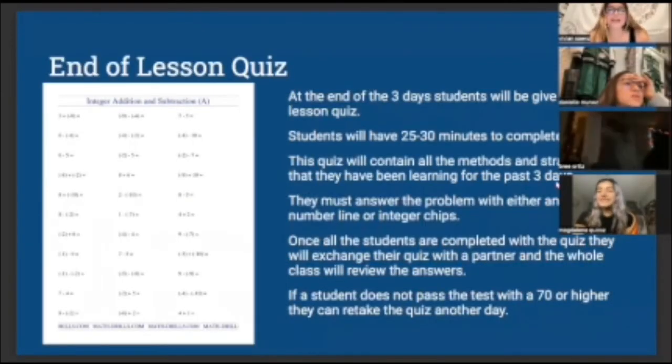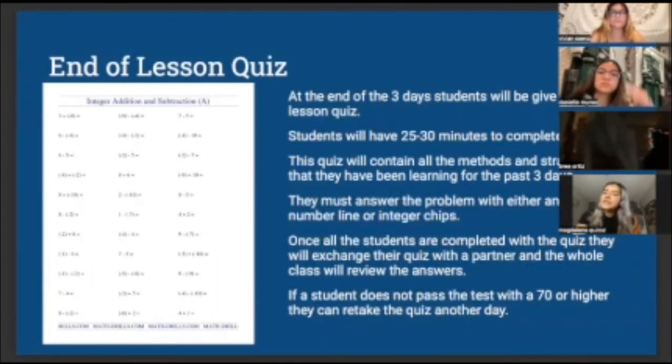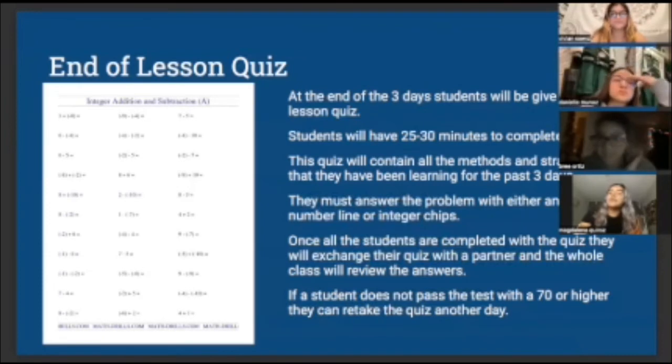At the end of the 3 days, students will be given an end of the lesson quiz. Students will have 25 to 30 minutes to complete the quiz. The quiz will contain all methods and strategies that they have been learning for the past 3 days. So for example, they must answer the problems with either an integer number line or integer chips. For example, for number 1, it would be 3 plus -8.